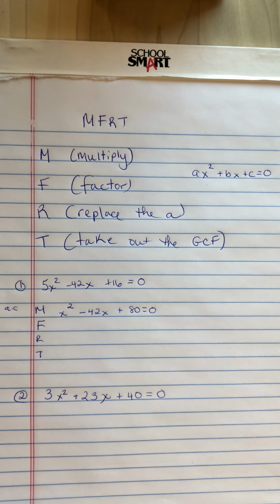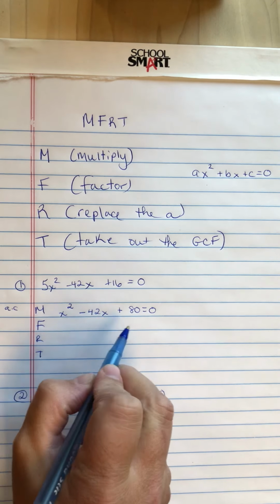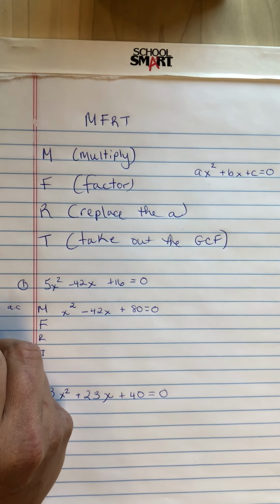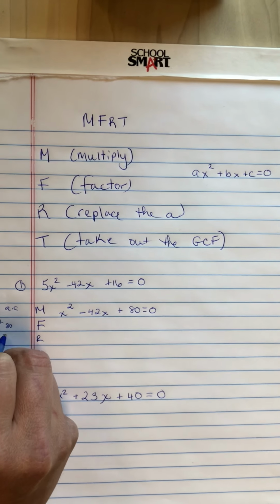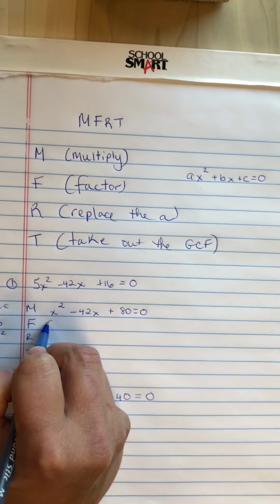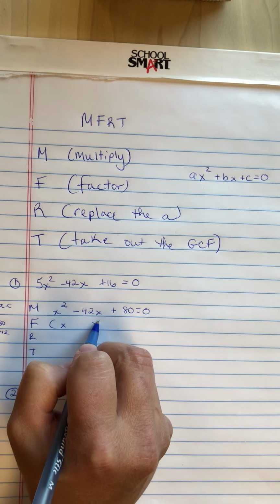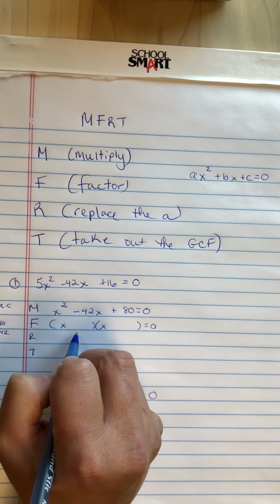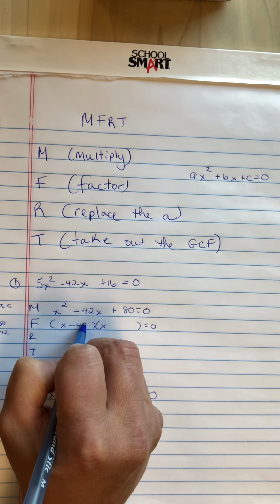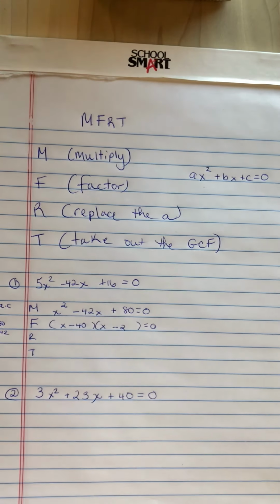But once you have this trinomial, what you're going to want to do is try to find the factors of numbers that multiply together that give you 80, but they're going to add to negative 42. So I did a little bit of thinking ahead of time before I picked these numbers, but I believe what's going to work is negative 40 and negative 2.